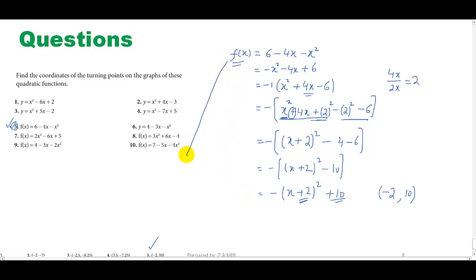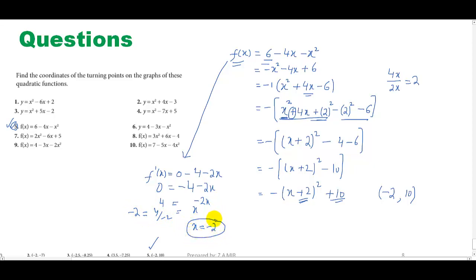So let's differentiate this. It is f dash of x, and the constant is 0, minus 4 and minus 2x. So this is the derivative of the function. As we know, the first derivative is basically the gradient. So at the turning point the gradient is 0, so put it 0, and after solving this it will become minus 2x is equal to 4 and x is equal to 4 over minus 2, which is minus 2. So x is minus 2.